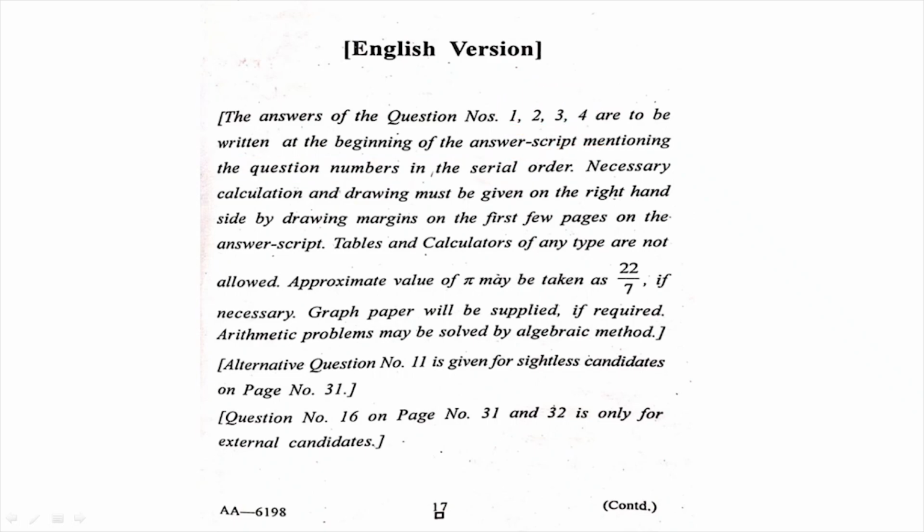Necessary calculation and drawings must be given on the right hand side, that is the rough work. Tables and calculators are not allowed. An approximate value of pi may be taken as 22/7, that we also know. Graph paper will be supplied if required. Arithmetic problems may be solved by algebraic method. Alternative question number 11 is given for sightless candidate on page 31, and question number 16 on page 31 and 32 is only for external candidate.